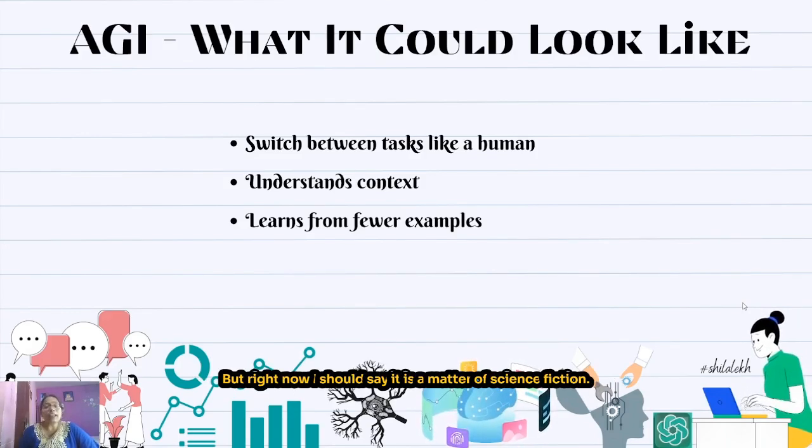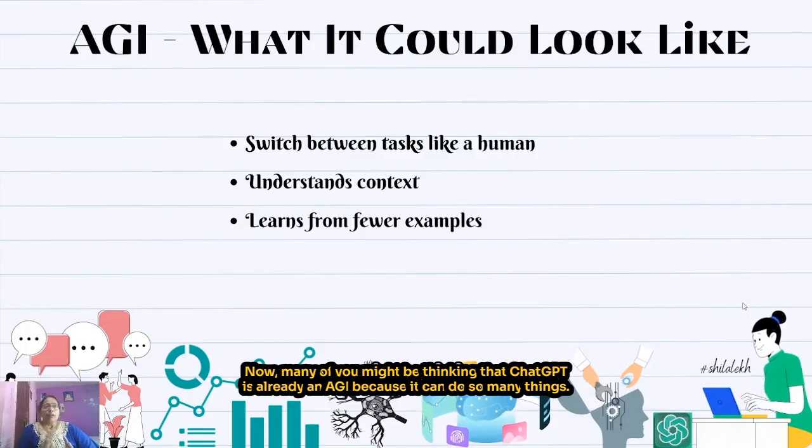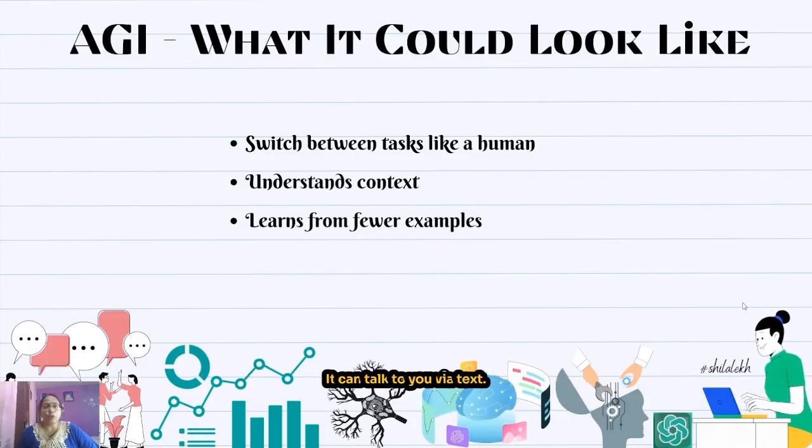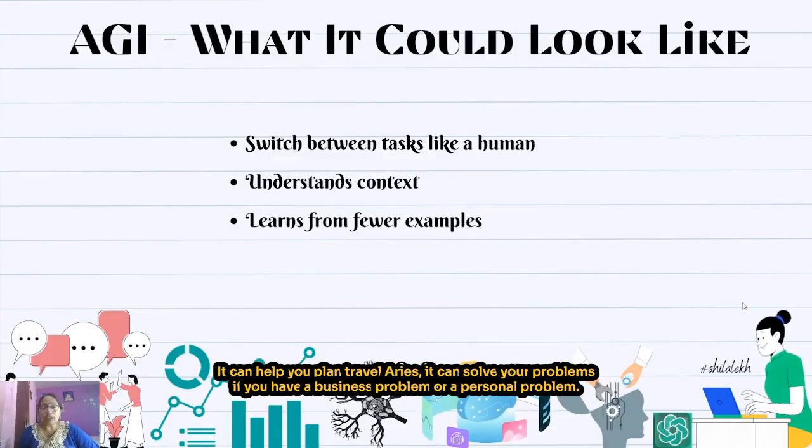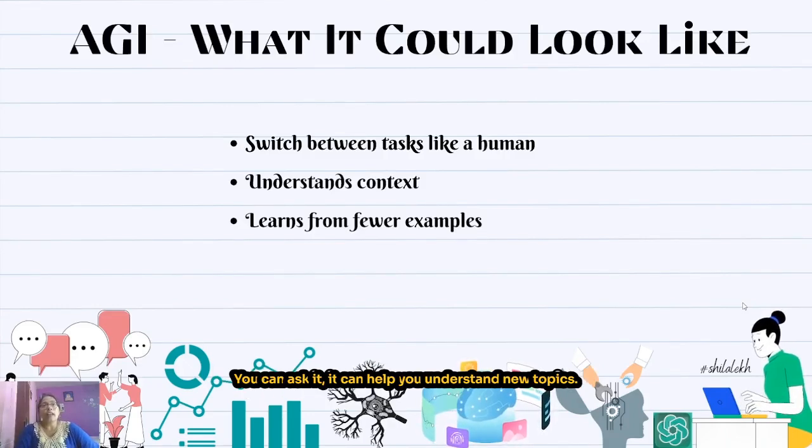But right now, I should say it is a matter of science fiction. Researchers are making progress, but we are still not there. Now, many of you might be thinking that ChatGPT is already an AGI because it can do so many things. It can talk to you via text, it can provide output as videos, it can create images, it can help you plan travel itineraries, it can solve your problems. If you have a business problem or a personal problem, you can ask it. It can help you understand new topics, it can help you practice new skills, right?